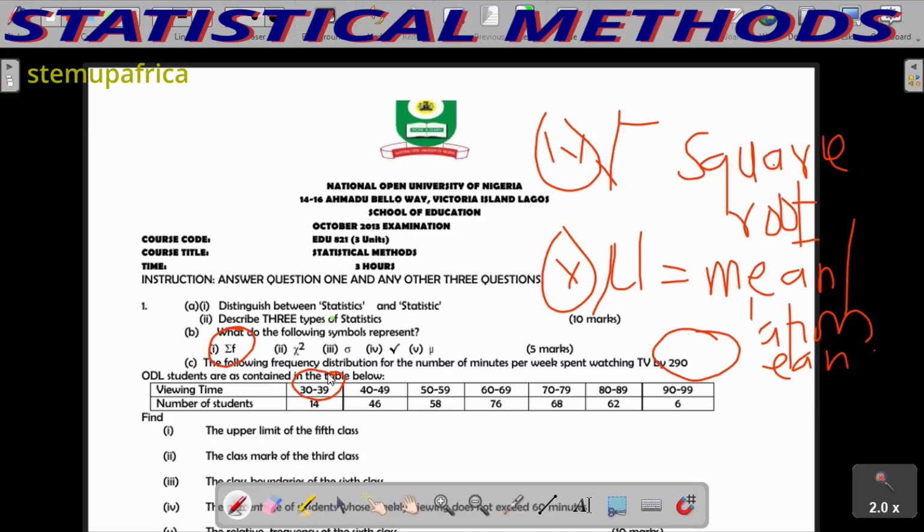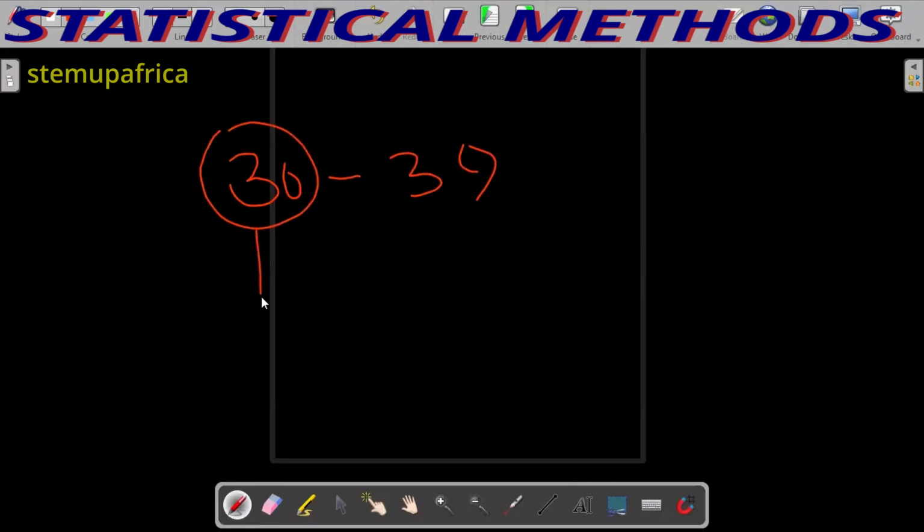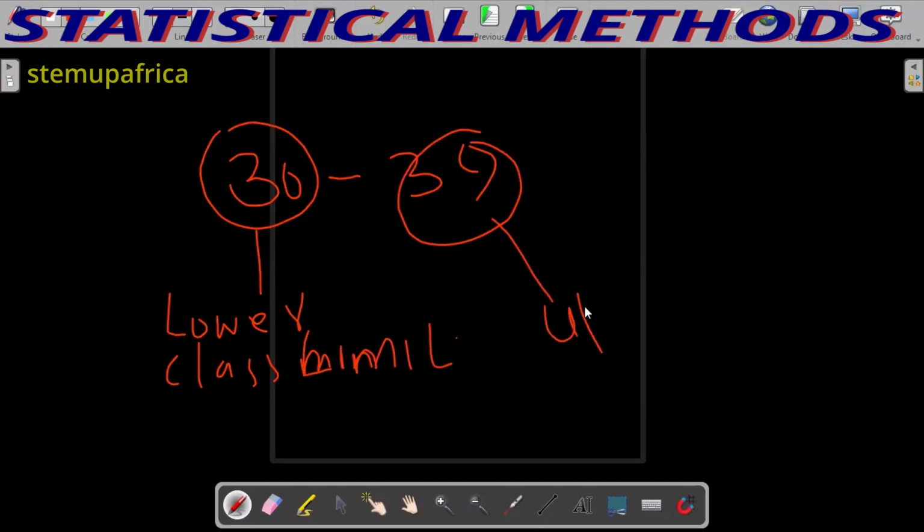The class interval is made up of two numbers. Let's illustrate it, using 30 to 39 as an example. The 30 is called the lower class limit, while the 39 is called the upper class limit. That is what it's called, upper class limits.